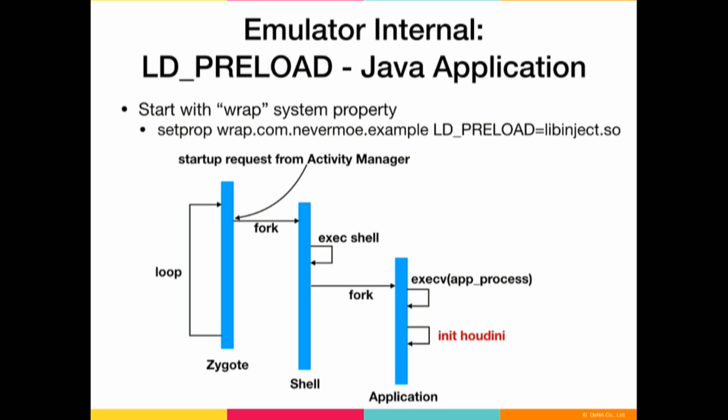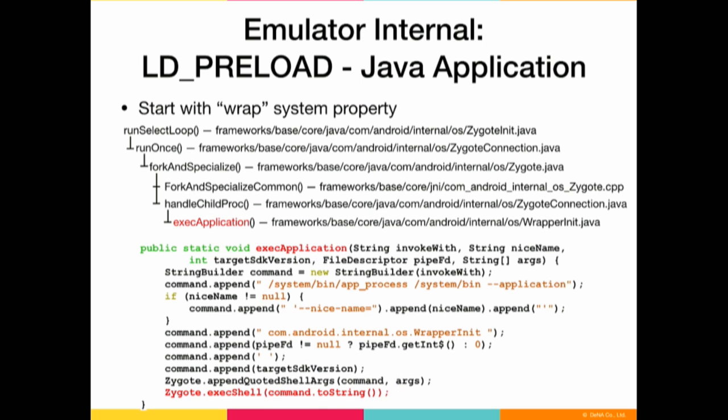The zygote is listening on a socket and ready to fork itself whenever a startup request comes. After the child process is forked from zygote, it executes the shell first instead of executing an application directly, and then executes the application with the shell. This is the detail of the call stack. You can see that after the zygote forked itself, the function exec application will be called. In this function, it concatenates some command line strings, including our LD_PRELOAD parameters, and executes the command string with a shell.